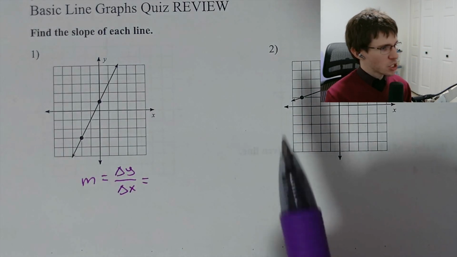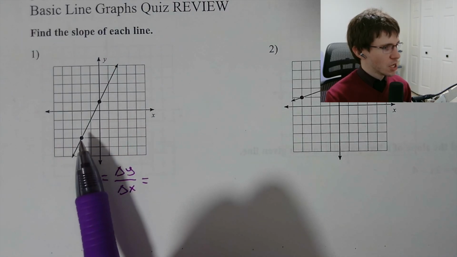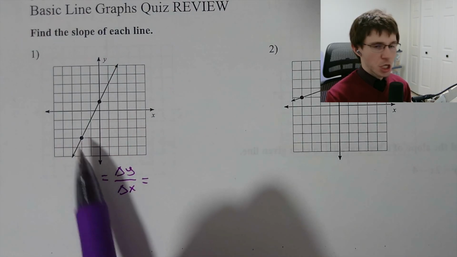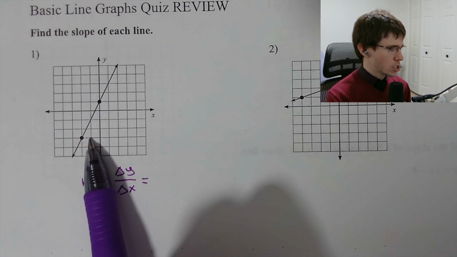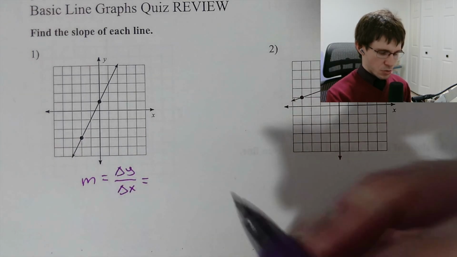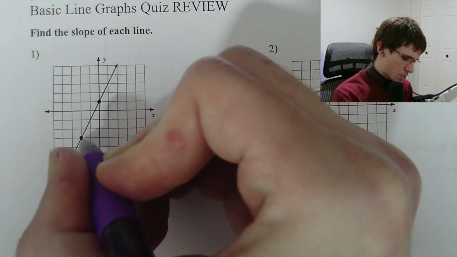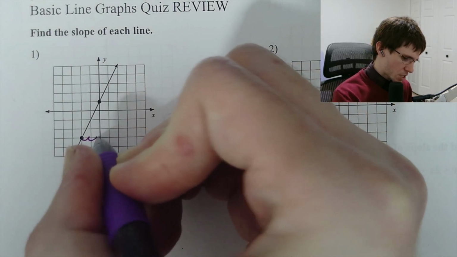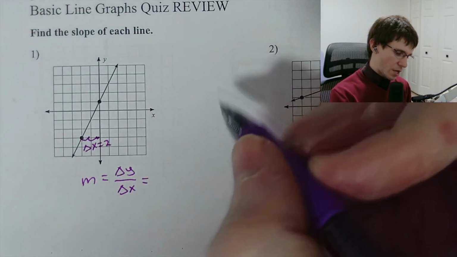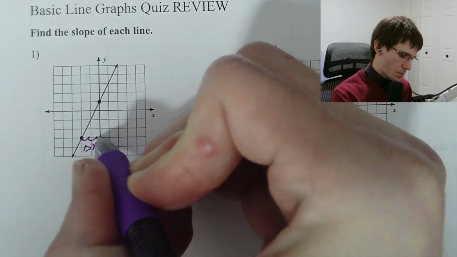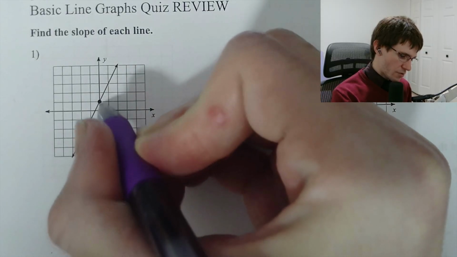Because it's that change in y over that change in x, we first need to figure out what is that change in y, what is that change in x. So we're going to go 2 to the right, 1, 2. So 2 spaces to the right means that our delta x here is in fact equal to 2. And likewise, we now need to go up 1, 2, 3, 4.